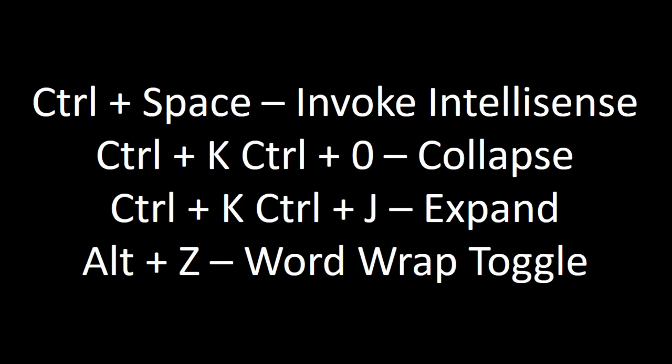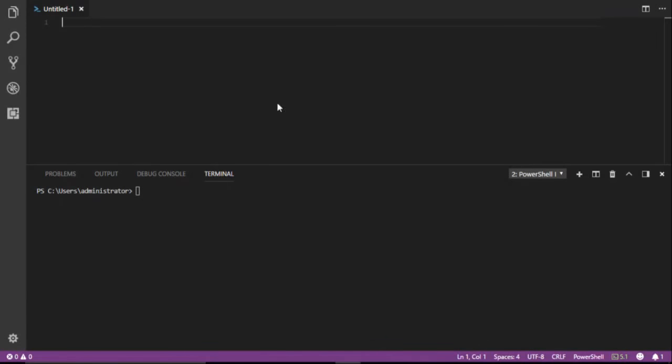Equally so, when you start putting brackets, braces, whatever you want to call them in there, you can expand and collapse them all across the entire document with Control and K. Keep pressing and holding the Control key and then press 0. It will collapse them. Or J to expand them. Word wrap toggle, Alt and Z, all these useful little commands which are just good to know for Visual Studio Code. And these apply across all the different scripting languages in Visual Studio.